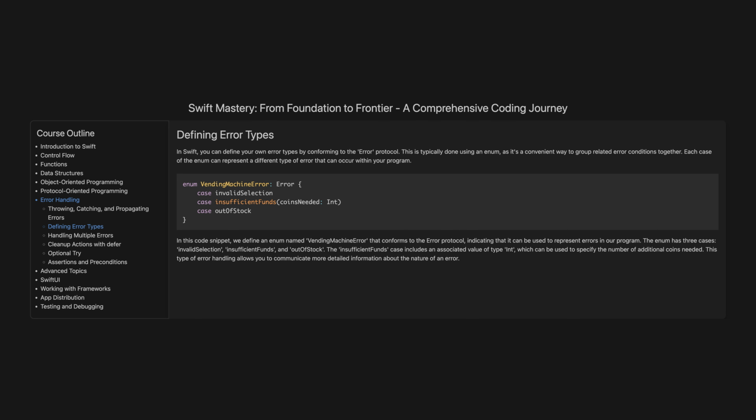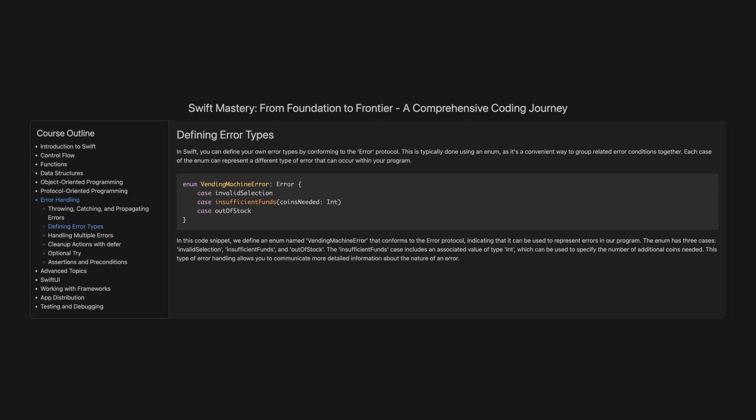Defining error types. In Swift, you can define your own error types by conforming to the Error protocol. This is typically done using an enum, as it's a convenient way to group related error conditions together. Each case of the enum can represent a different type of error that can occur within your program. In this code snippet, we define an enum named VendingMachineError that conforms to the Error protocol, indicating that it can be used to represent errors in our program.